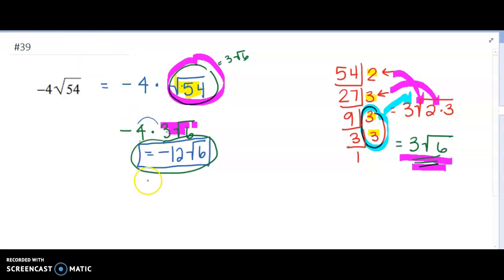All right, your homework is numbers 2 through 40 evens. Okay, that seems like a lot, I know, but after you do a few, they'll get going pretty quickly and it won't take you very long. If you get stuck, let me know.